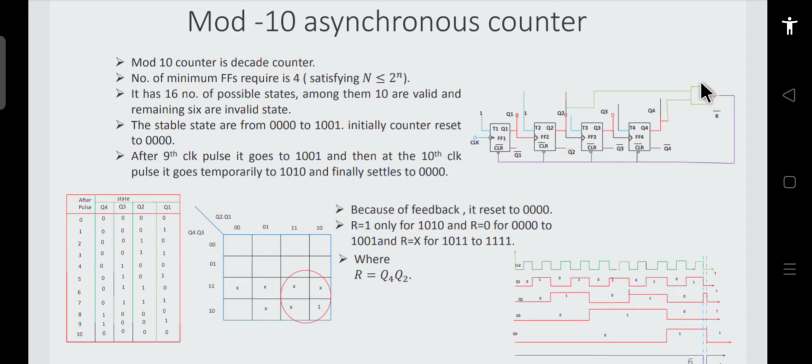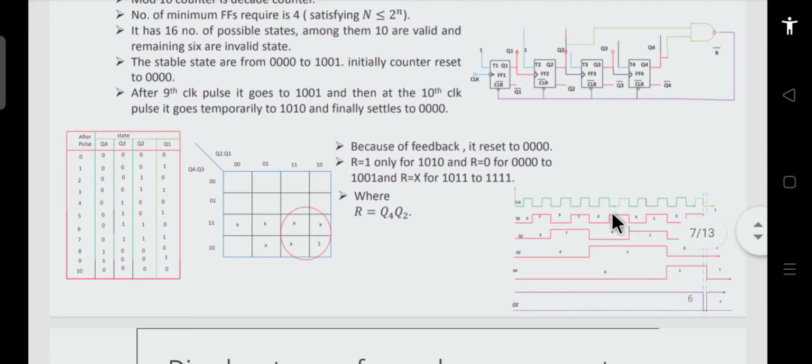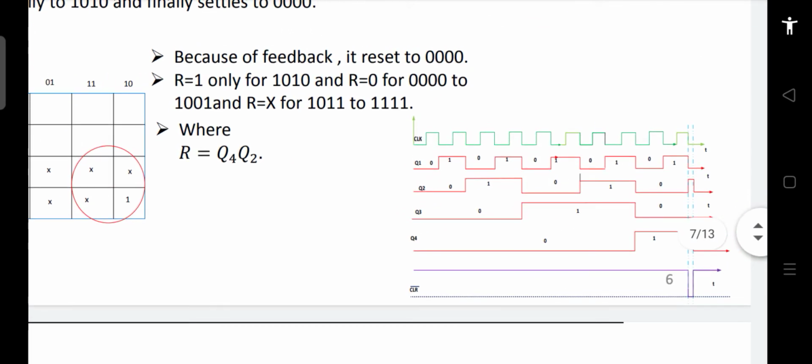So if you want to generate reset bar, then we will use a NAND gate here, and we connect the NAND gate to these two inputs, Q4 and Q2. Q4 and Q2 become the two inputs to this NAND gate, and the output is connected to the clear terminal. So this is how you generate your mod 10 counter, and you can verify its operation with the help of this timing diagram.